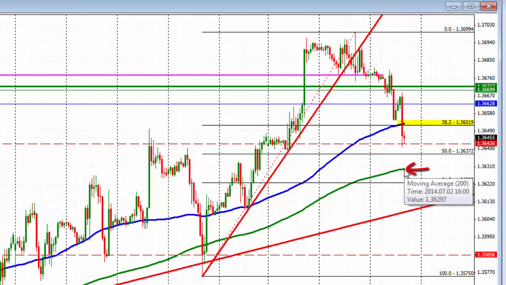On the downside, the target for trading here today comes in at the 136.29 level. That is the 200-hour moving average, the green line in this chart.